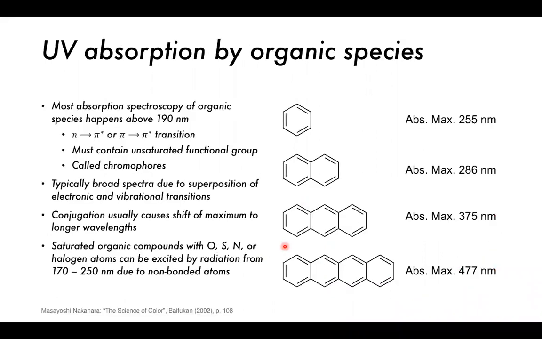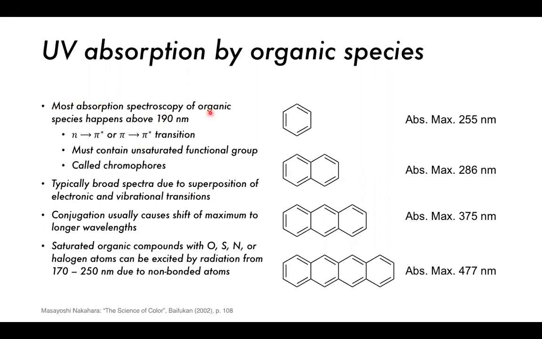So, UV absorption by organic species. Typically when you're using these techniques in your workplace, you're going to be measuring organic species most of the time. It's a really valuable technique in the pharmaceutical industry, in quality assurance. You do so much UV. Also, you do a lot of chromatography and mass spec.